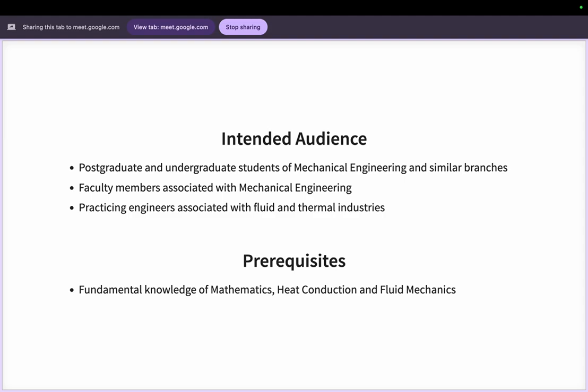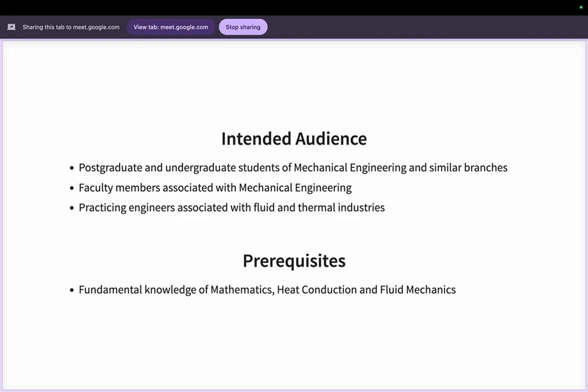The prerequisites: you should be familiar with a little bit of differential equations. You don't need to solve them completely, but you should at least have an idea of how to read an equation and formulate your own problem as a differential equation. Heat conduction is not completely necessary, but knowing Fourier's law, and having solved some problems before, should be enough. For fluid mechanics, I expect a basic understanding of the incompressible flow equations, the Navier-Stokes equations, the continuity and momentum equations. We won't be deriving them in this course; we'll take it that you already know these equations and build on from there.